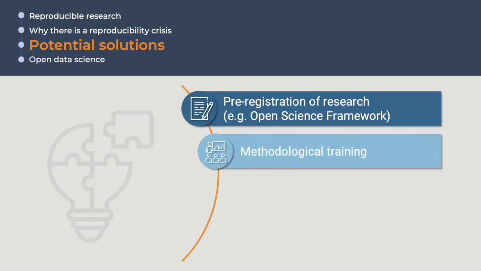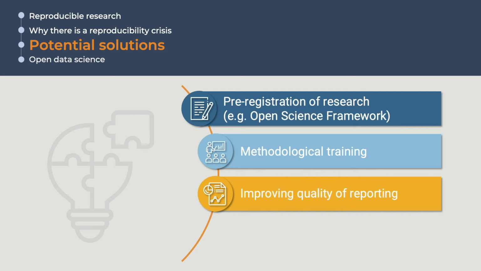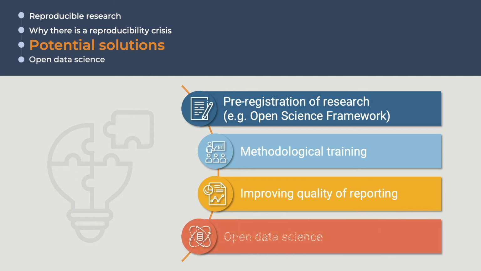Undertaking rigorous training in statistical and research methods will help to identify the best methodological and statistical practices for the research, develop robust study designs and analysis plans, and analyse and interpret the data more accurately. Improving the quality of the reporting of research is also necessary to enhance the reproducibility of the work and enable other researchers to evaluate and reuse our research. Lastly, open data science plays a key role in enhancing the reproducibility and transparency of research.